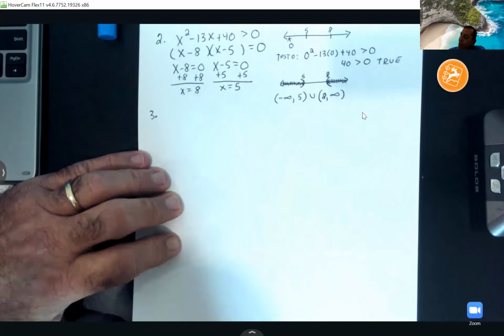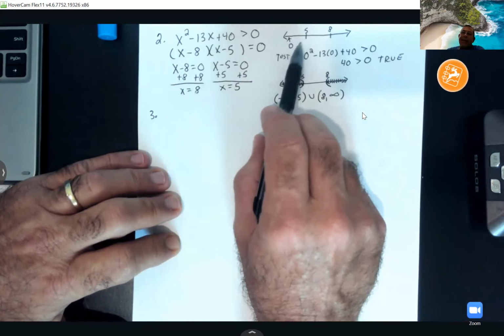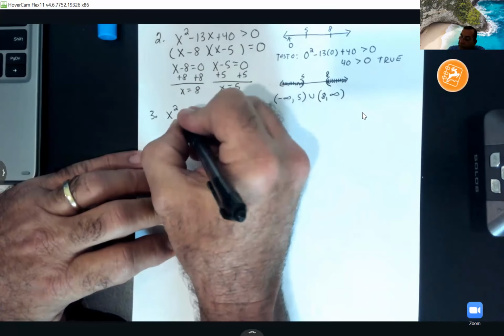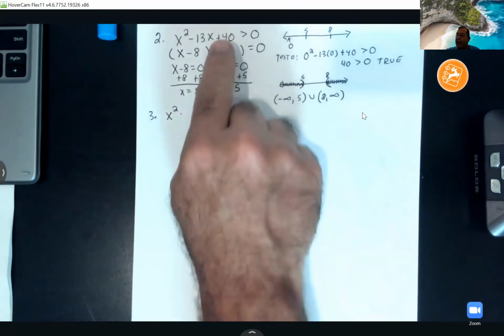So y'all are not too bad. You just got to keep up with where that 0 is, okay? All right, so let's see what they're doing here. This one, they're giving us an x squared. Oh, my bad. Let me show you.